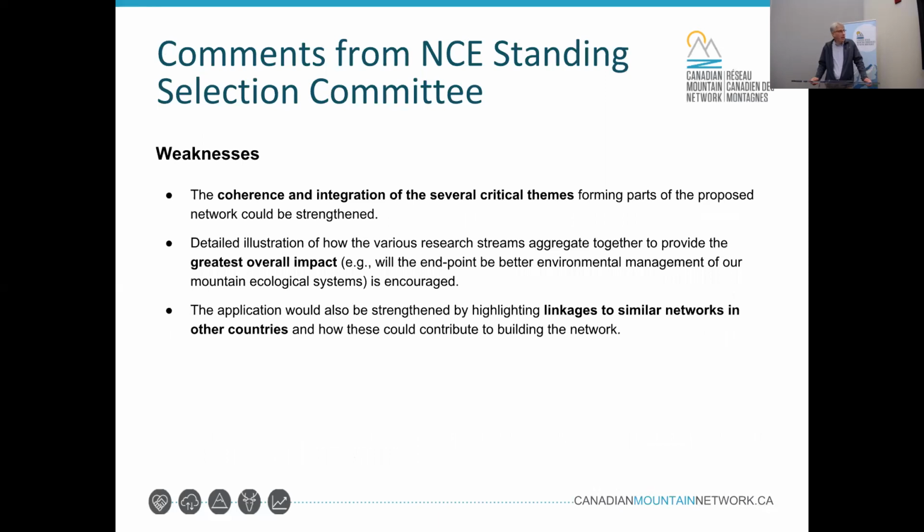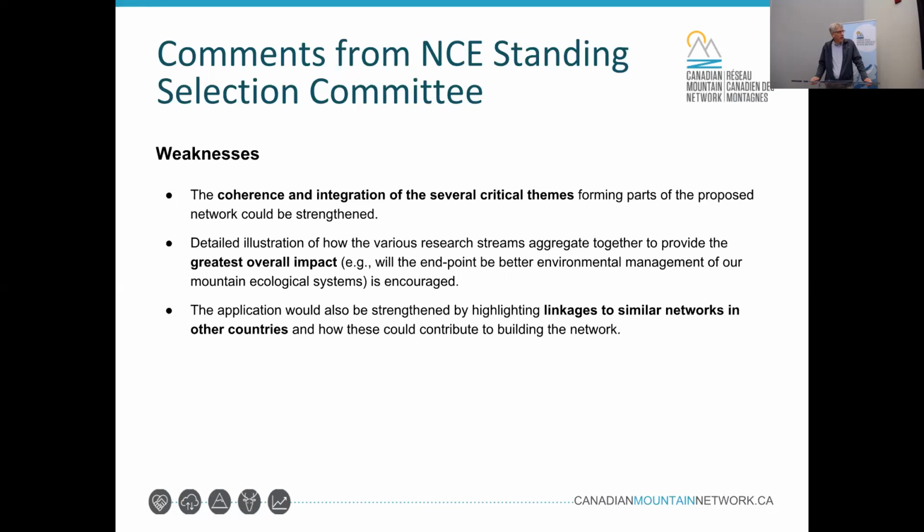They also identified a few weaknesses, and I don't think these were a surprise. We still have work to do to strengthen the coherence and integration of the research themes. And we need to be very clear in the full application how those activities will have the greatest overall impact. And so we have to pay attention to that going forward. But in the space that was available, we certainly, I think, were able to provide a convincing perspective on the opportunity that the network was creating.